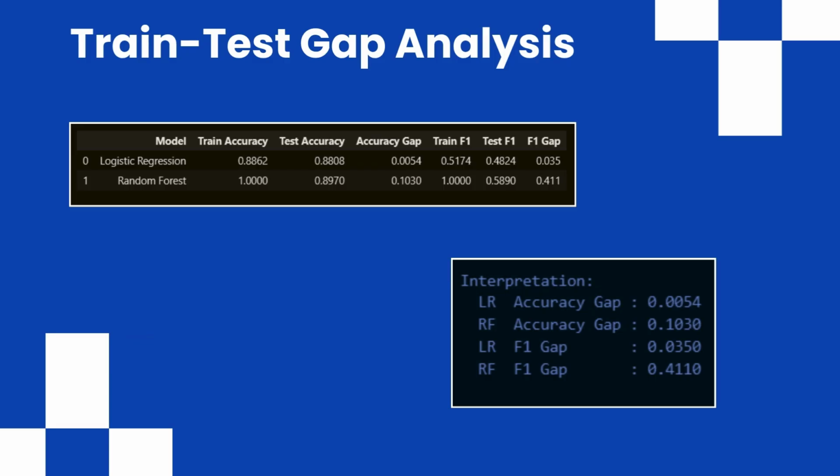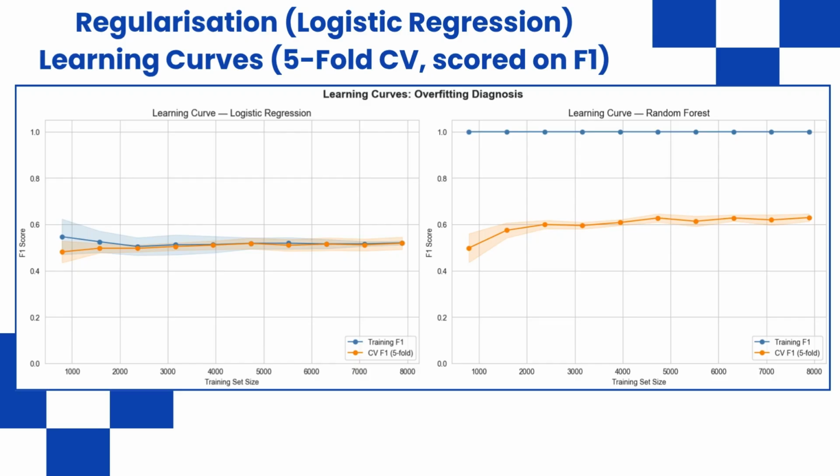The results showed that the RF has an F1 score gap of 0.411. This is clearly overfitting. LR had an accuracy gap of 0.0054, which can actually be considered okay, but it has a low F1 score of 0.482, which indicates class imbalance but not overfitting. Next, we use the learning curve to be sure about this.